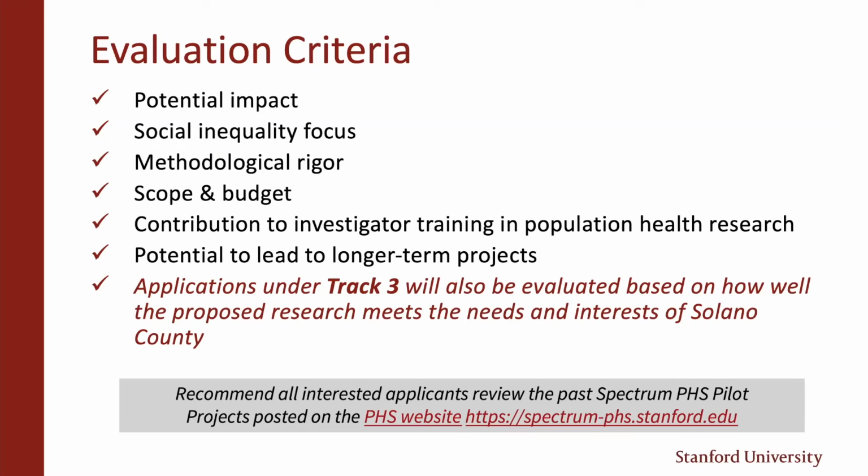And then folks who apply under track 3, so reminder, this is the assessing structural racism in Solano County, those applications will also be evaluated based on how well they would meet the needs and interests of Solano County. So for example, candidates should take into account the knowledge that's derived from the research and how that knowledge could be used by Solano County. And then also taking into account Solano County's resource constraints are really important.